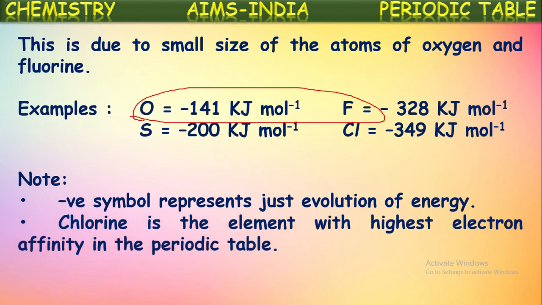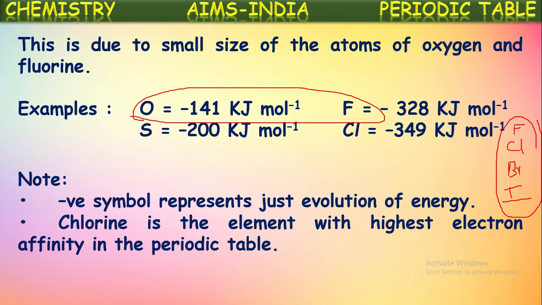And out of all the elements in the periodic table, chlorine has the highest electron affinity. We are telling that from left to right, electron affinity increases in a period till the halogens. So halogens now have the highest electron affinity. That is fluorine, chlorine, bromine, iodine. These are the elements with the highest electron affinity in all the periods.